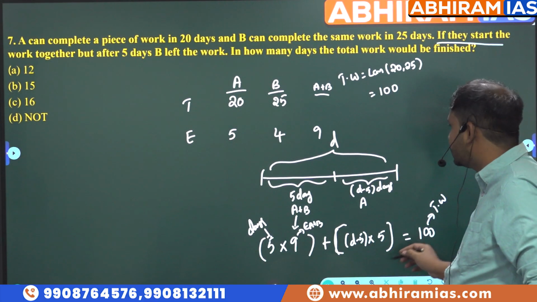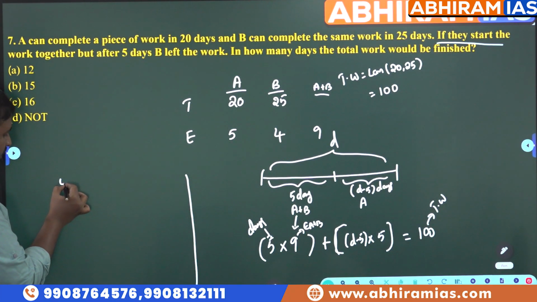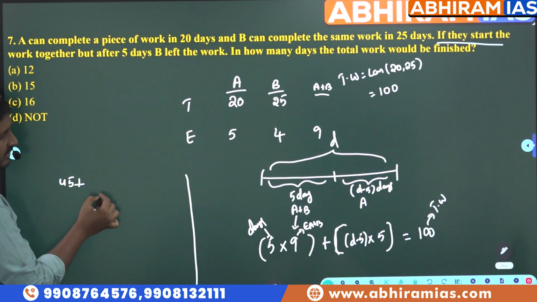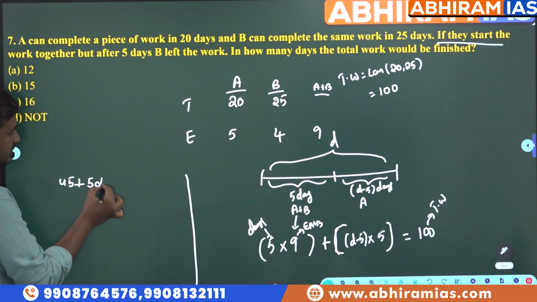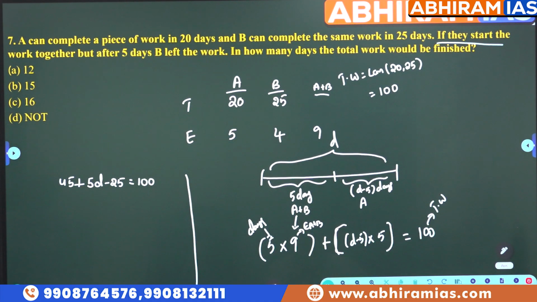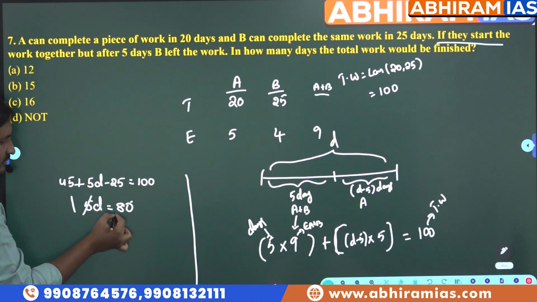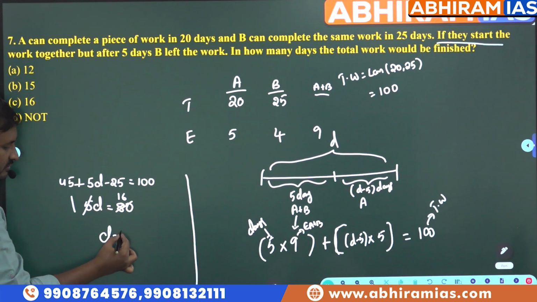Now solve this one, students. What do you get here? 5 9s are 45 plus D minus 5 into 5, that is 5D minus 25, equal to 100. So now 5D is equal to 100 minus 45 plus 25, that is 80. 5 16s are 80. So D is equal to 16 days.